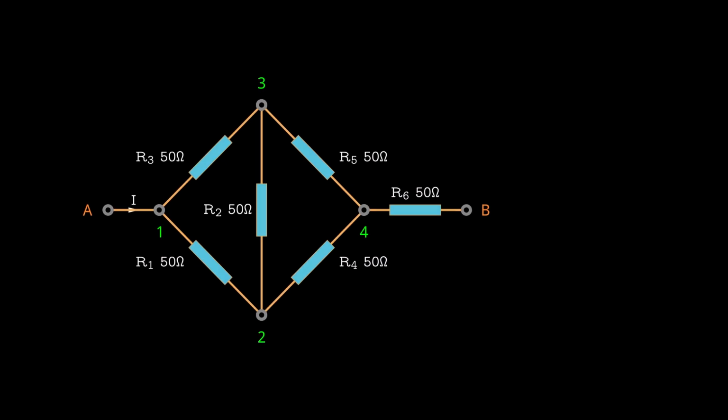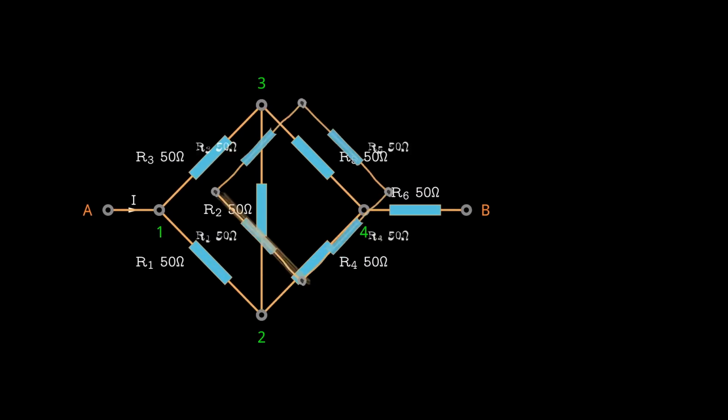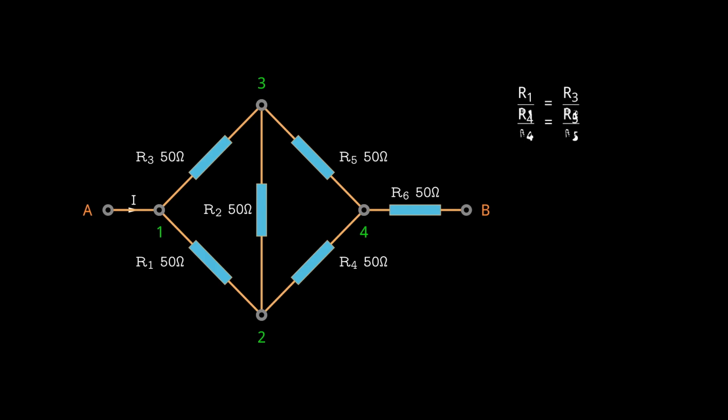Now, let's apply the Wheatstone bridge condition to see if any current flows through the resistor R2. In this case, the resistor ratios on either side of the bridge are equal, meaning the voltage at node 3 is the same as at node 2. With no voltage difference across the resistor, no current flows through it. As a result, we can either connect the two nodes directly, or remove the resistor entirely, leaving the nodes open, without affecting the circuit's functionality, as shown in the diagram.